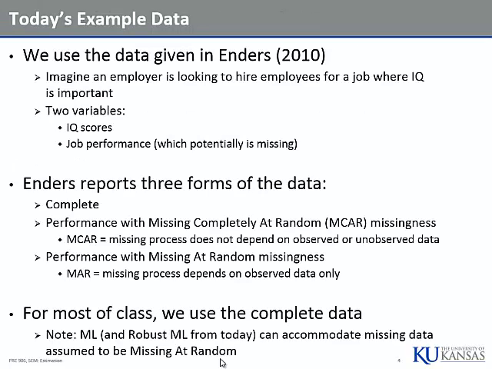So we're going to use data from that chapter that you just saw. And if you remember the chapter, it said, imagine an employer is looking to hire employees for a job where IQ is important. And there are 2 variables. You have IQ scores and you have job performance. Right? But of course, in these data, the way that the book had described it, if you read the whole book, which is actually a really good book on missing data, they talk about maybe not all the data are complete, because perhaps you're working at a company where you have to have a minimum IQ to work there.